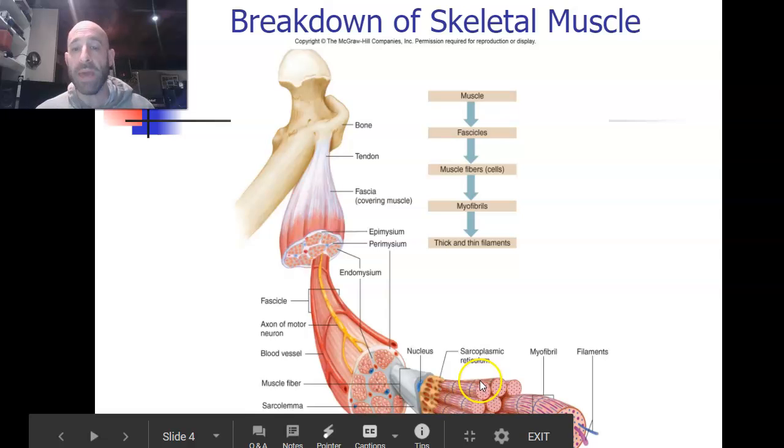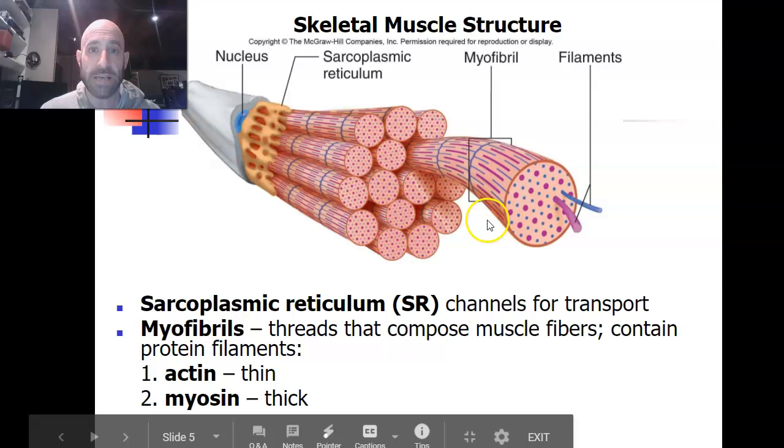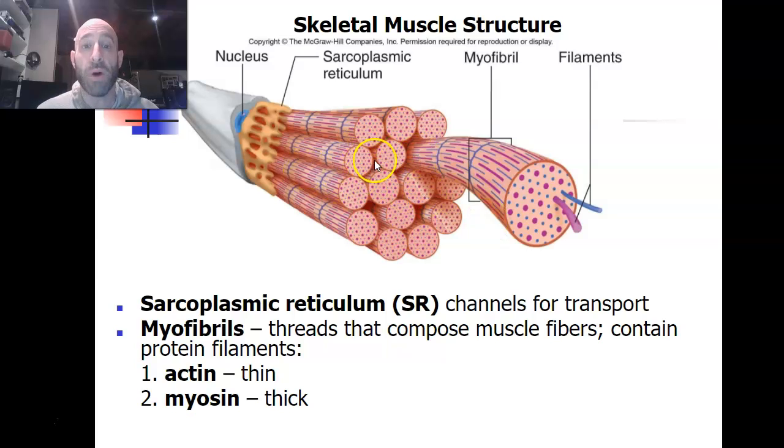And then finally, what makes up a majority of your muscle, and I'll flip to the next slide. This is kind of zoomed in on that image, are these bundles of fibers. And these fibers are protein filaments. They're made up of protein, and there are two types that we're going to really focus on when we talk about a muscle. They're called actin and myosin.